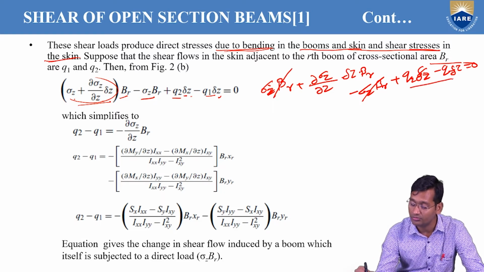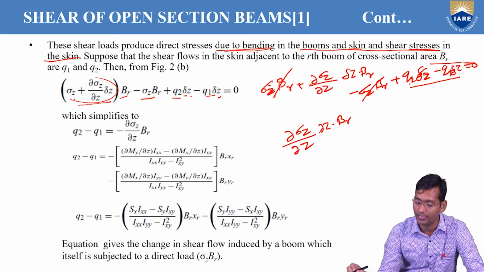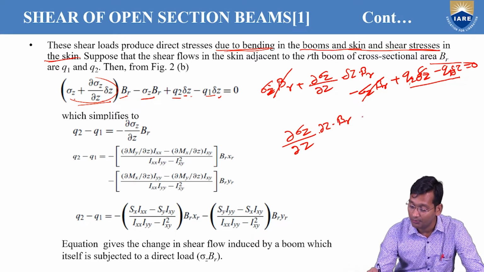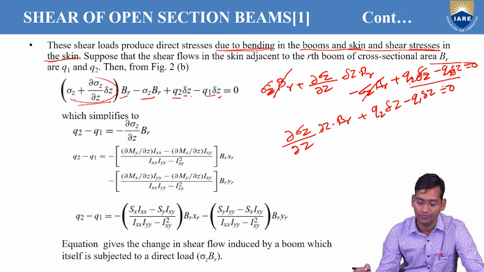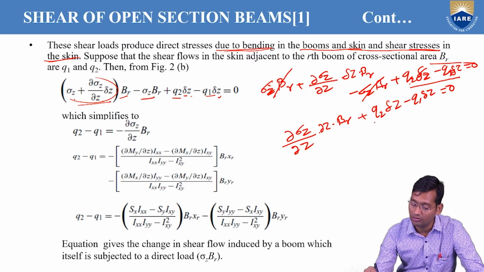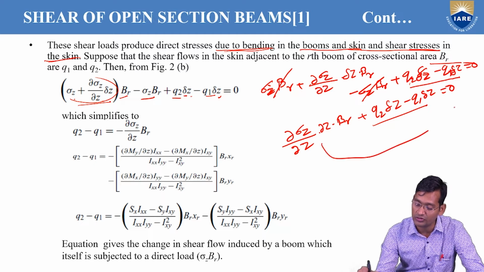Now take these two terms to that side. Here just see, Q1 is negative and Q2 is positive. So after going to that side, what is left on this side is del sigma z by del z into del z B_r, plus, writing the first equation, Q2 del z minus Q1 del z, that is equal to 0, right? Now keep this side and take this to the other side.